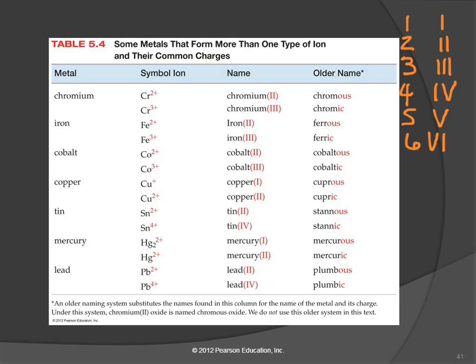So down here we've got lead 4, tin 4. We don't often run into 5s and 6s, but they're out there. This is another system of naming that you'll still come across, but I'm not going to make you learn it. Okay, so ferrous and ferric. The ic and the ous tell us which one is the higher charge and the lower charge, but it doesn't tell us what the charge is. So we're going to stick with the Roman numerals.